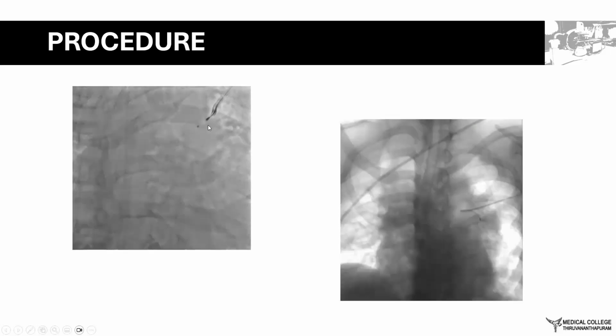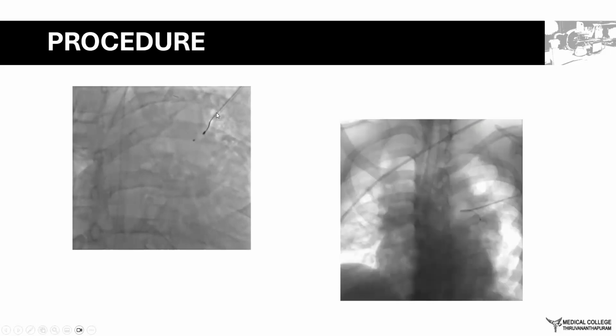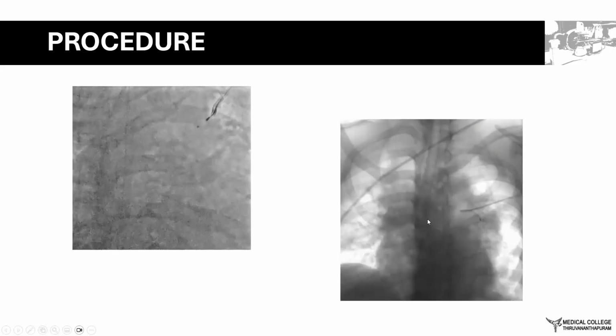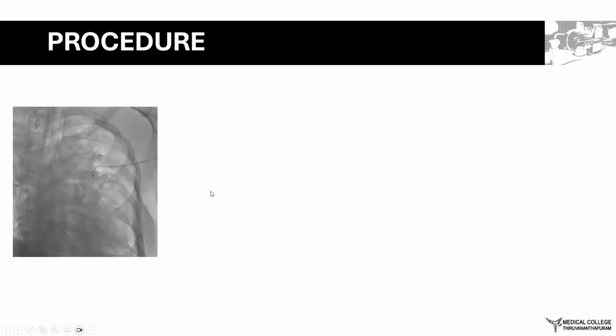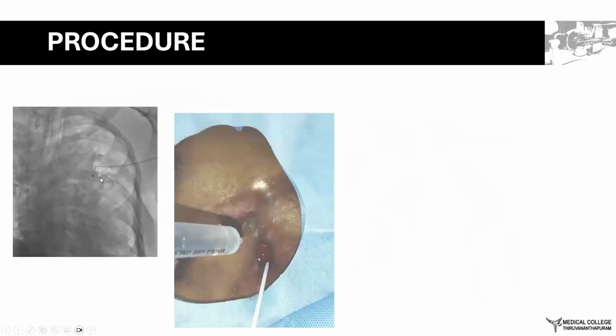Now, before detaching, we had to confirm. So before detaching, we need to confirm the position. So we have actually just withdrawn the sheath a bit with the wire in situ and the plug in place. And then we have taken a 3D CT, which confirmed the location.